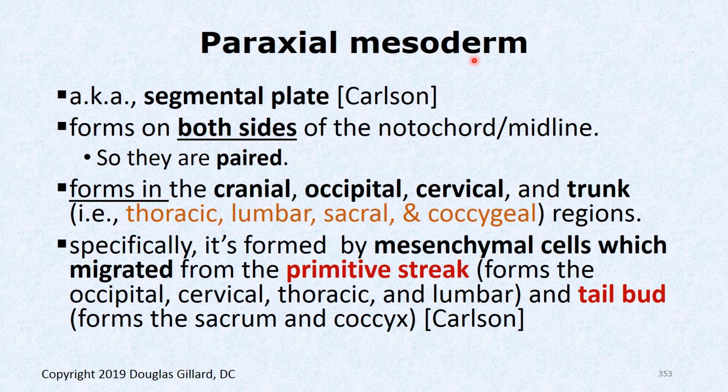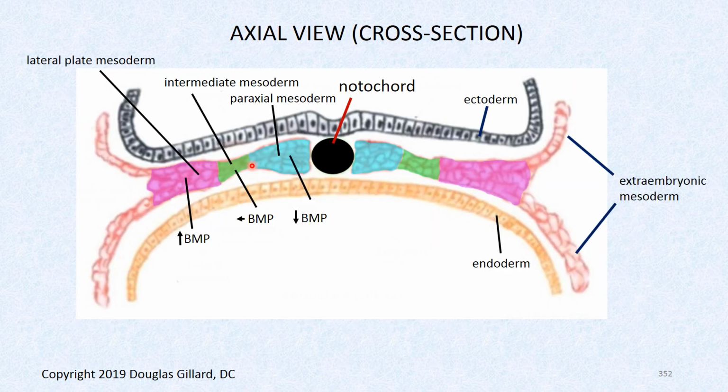Okay, let's talk about the paraxial mesoderm. It's also called, by some authors, like my new favorite, Carlson, the deepest storyteller, segmental plate mesoderm. Again, it forms on both sides. We know that. So it's paired. What do I mean paired? There's a pair of them. There's one, there's the other. This is a pair.